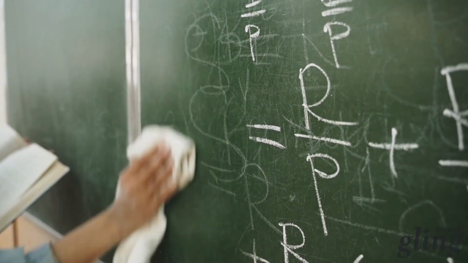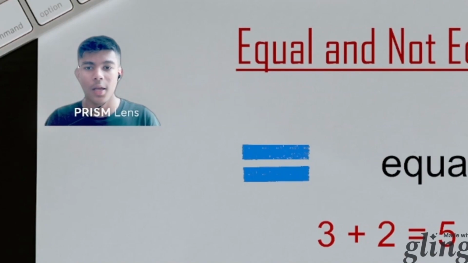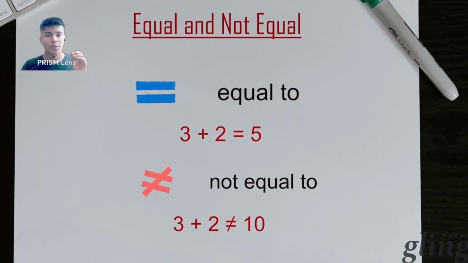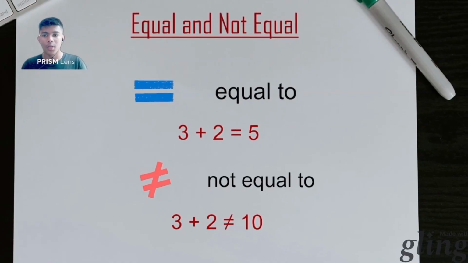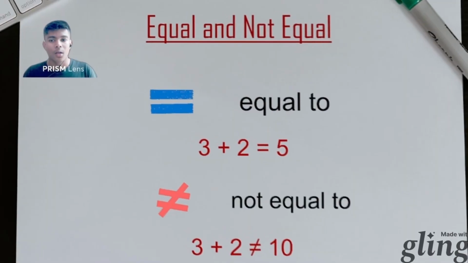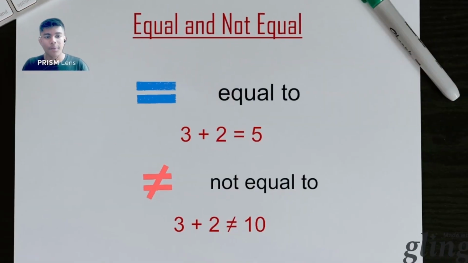So let's get started. Now, the equal sign means both sides have the same value. For example, 3 plus 2 equals 5, because 3 plus 2 is 5. The not equal to sign means both sides are different. For example, 3 plus 2 is not equal to 10, because 3 plus 2 is 5, not 10.